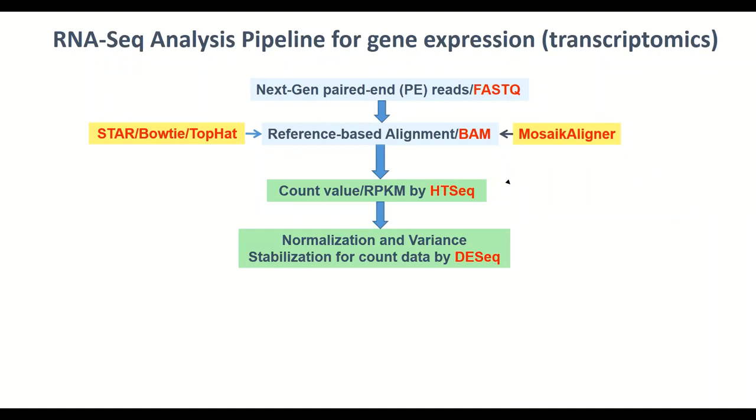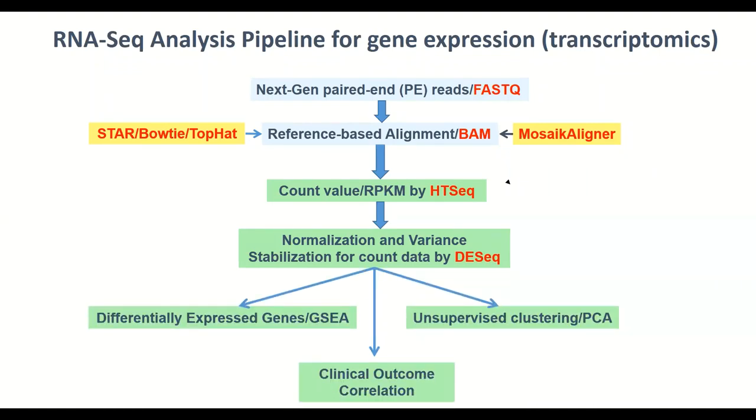And then once we have normalized data, we can perform differential expressed gene analysis. Because we are always interested in the gene expression difference between normal sample and tumor sample. We see how a specific gene changes in terms of expression, because it will tell us the mechanism for a specific cancer. Okay, so this way we perform differential expressed gene analysis.